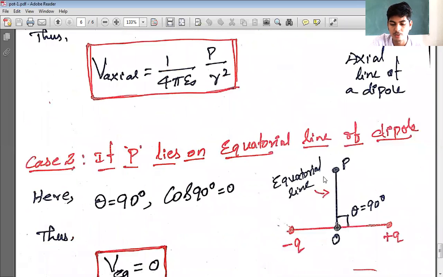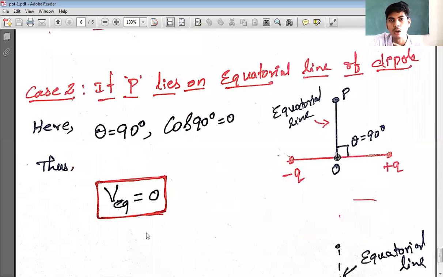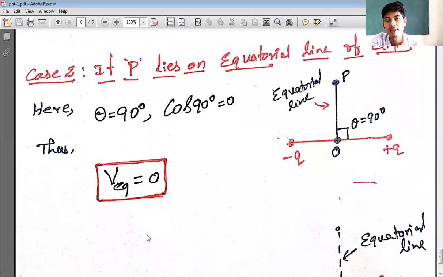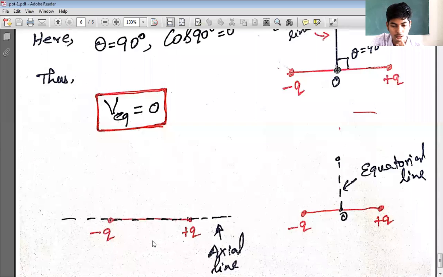If point P lies on the equatorial line of the dipole, theta is 90. Cos 90 is 0. V equatorial becomes 0. So electric potential at a point on the axial line is 1 by 4 pi epsilon naught P cos theta by R square. This is the maximum value. Electric potential will be maximum on the axial line and minimum on the equatorial line. Due to a dipole, electric potential is maximum at a point on the axial line and it is 0 at a point on the equatorial line.